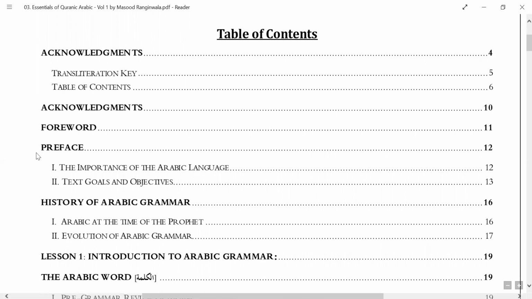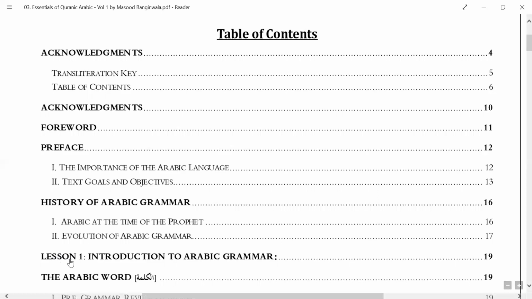Now, the first session has these acknowledgements, foreword, preface, and the history of Arabic grammar. Up until here, you all need to read it in detail. The Lesson 1 link will be uploaded in some time. I have just explained all this part in brief. So your task is to read it all in detail, and if there are any questions, you can message in the group.